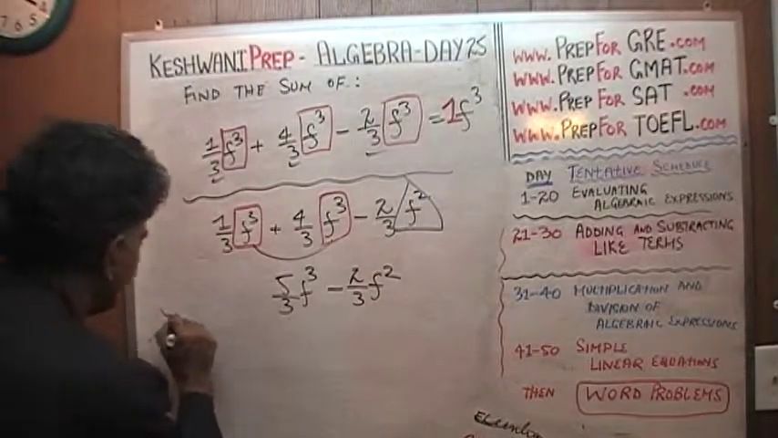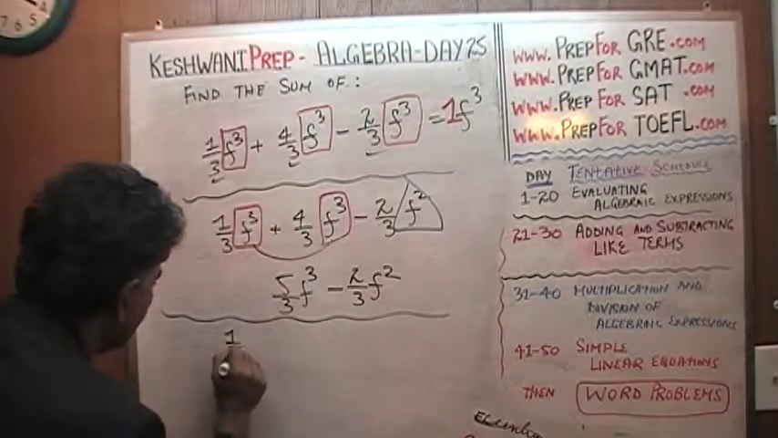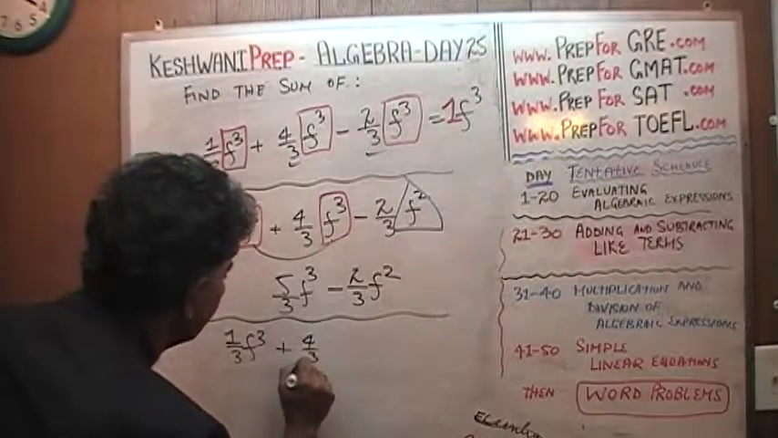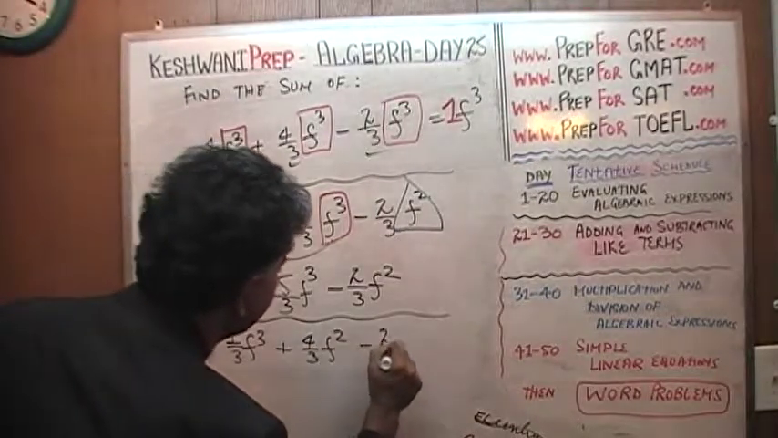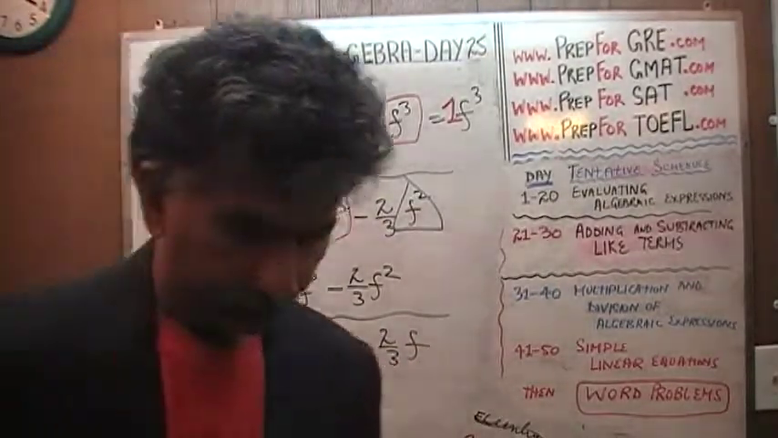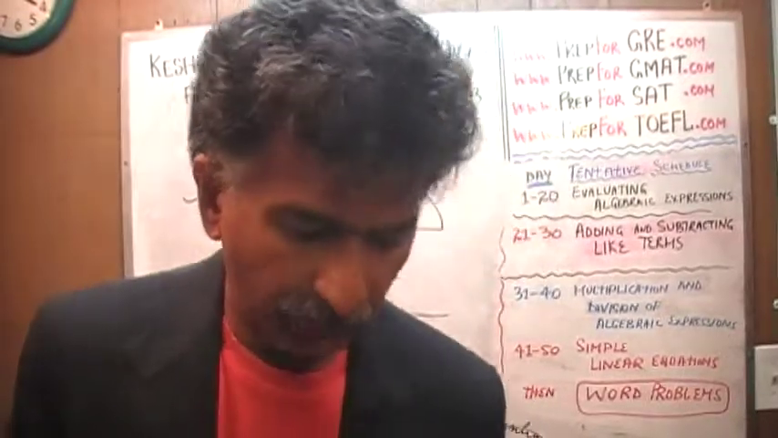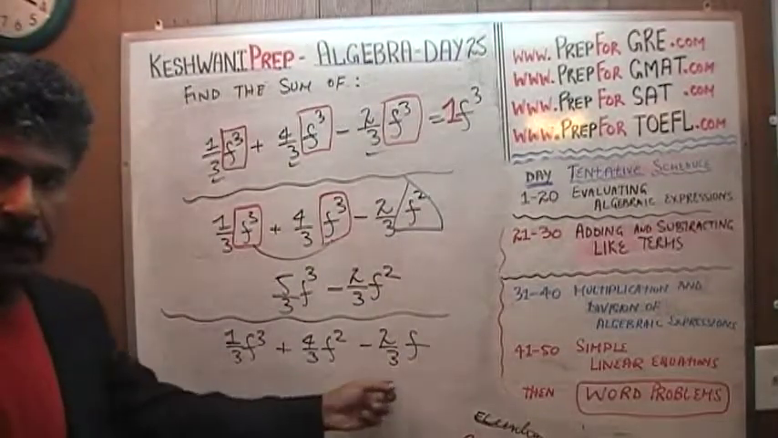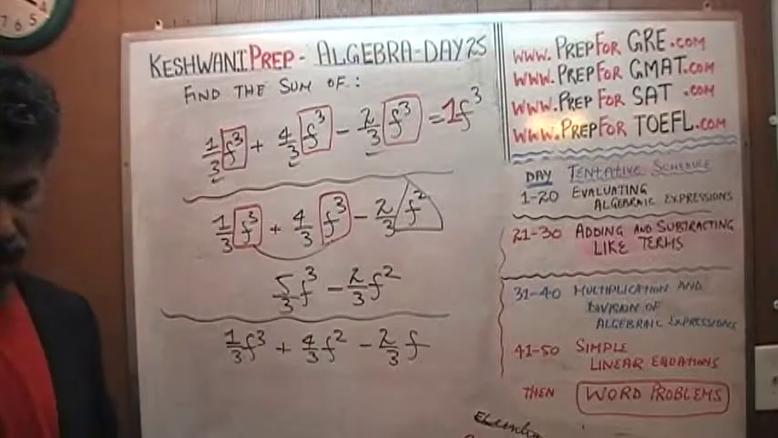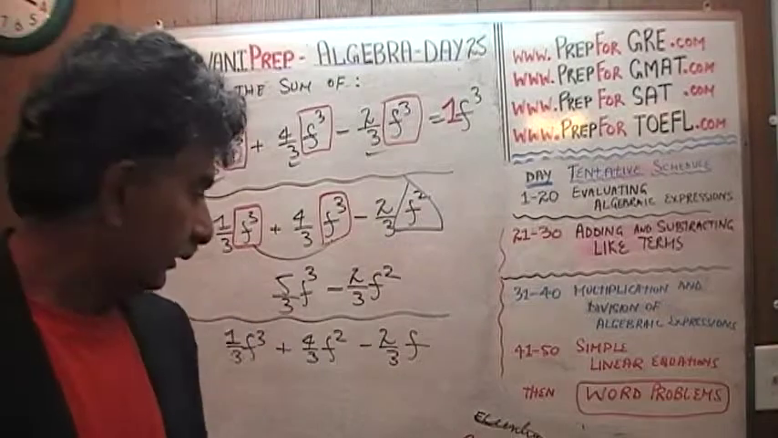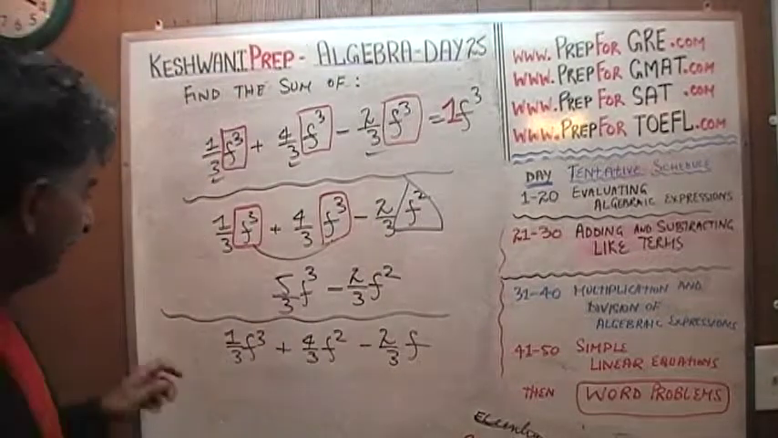Let's do one more. What if we had 1/3 f cubed plus 4/3 f squared minus 2/3 f? How do we add them? How does one add these three terms? To which the answer is, one bloody well does not. One does not add these three terms because these are unlike terms.